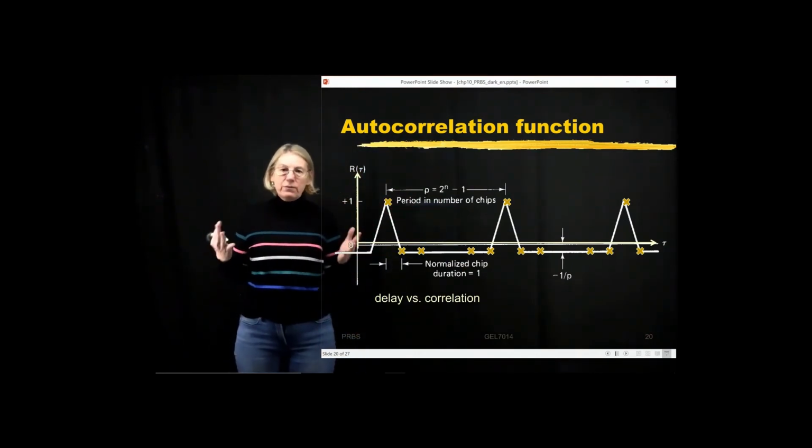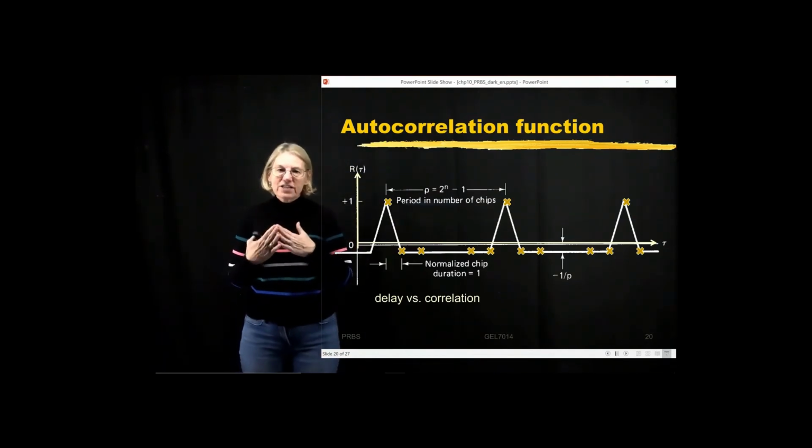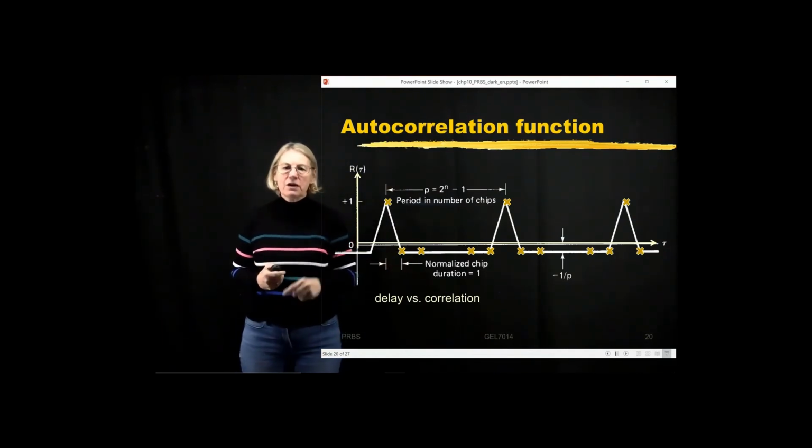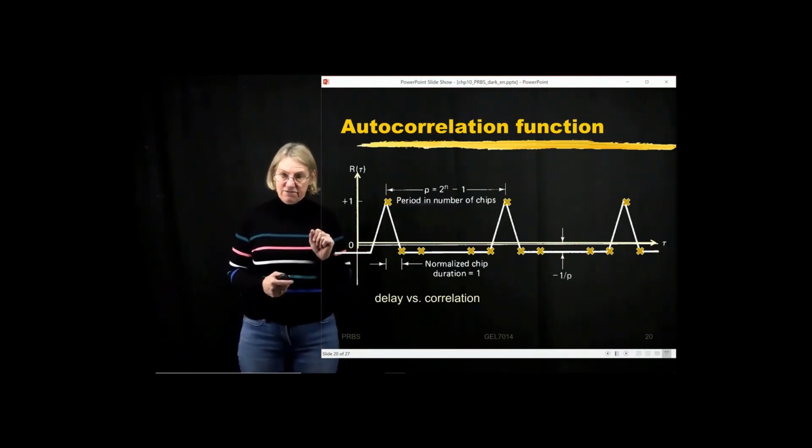So why do we look at this? Because this becomes a very peaked autocorrelation function. It has a very sharp peak. Remember, we wanted it to be a delta function, and it looks pretty good to be like a delta function.